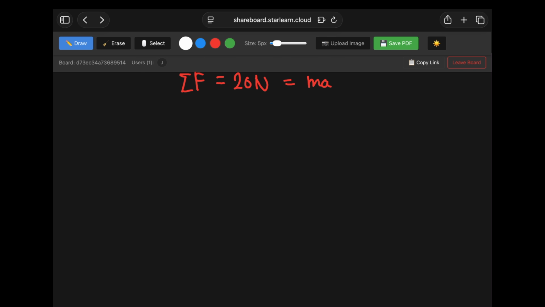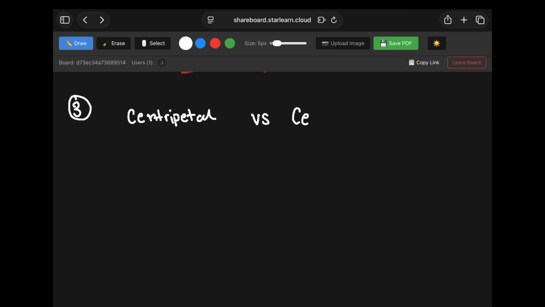Let's keep going. Misconception number 3. Centripetal force and centrifugal force. So now we're talking about circular motion. This is centripetal force. And we also have some fictitious force. This is not real, and most people get confused because they think this is real. Centrifugal is not real.